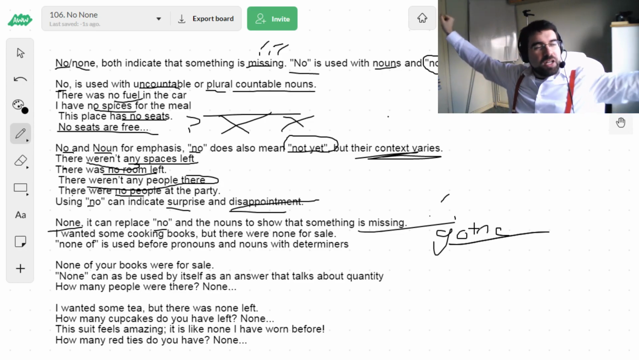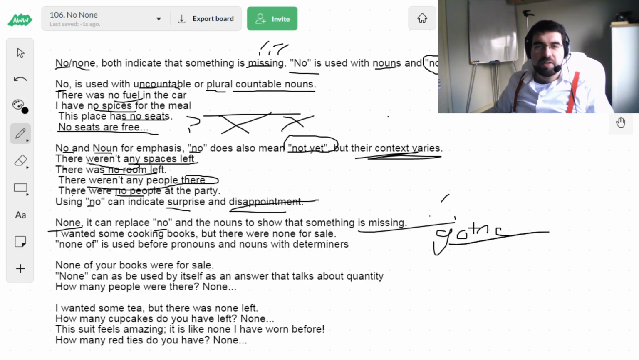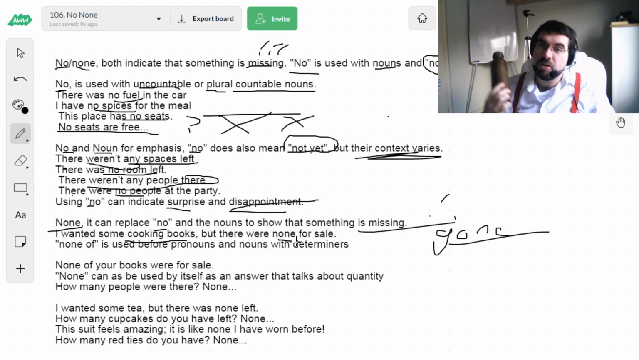Oh, there was no chance to get a good night's sleep last night. There's no one to sleep with. I wanted some cooking books, but there was none for sale. I wanted some water, but there was none in the jug.